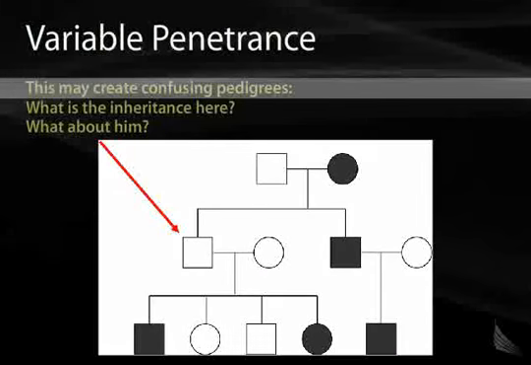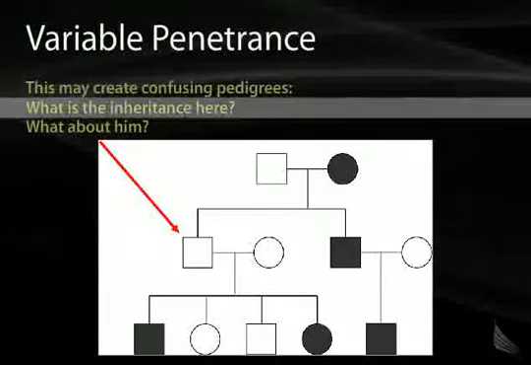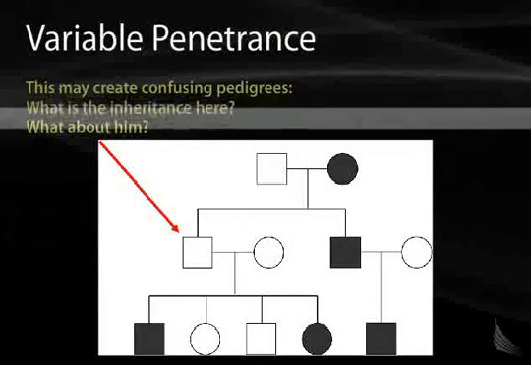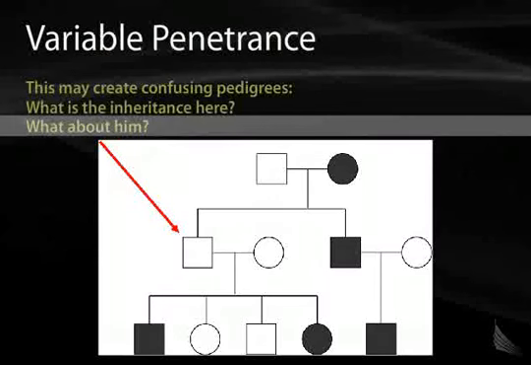Now this may create confusing pedigrees. If you look at the inheritance here, what would you expect? Here we see a dominant disease because it's in every generation, but we see one individual who we would assume to have the disease over there on the left, but he doesn't have the disease. And so what we could say there is that there's a chance that we have variable penetrance going on. Genotypically, he may have the right alleles in order to express that disease, but phenotypically, he doesn't have the characteristics.